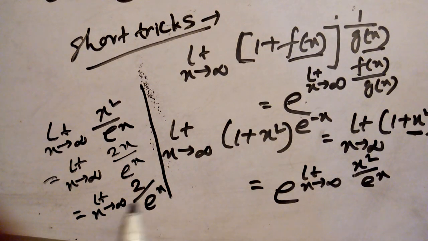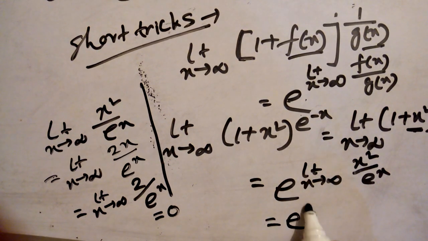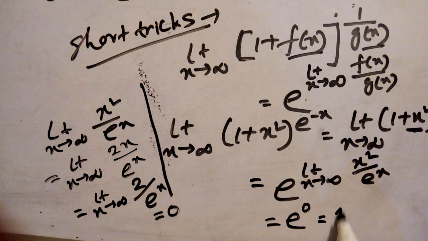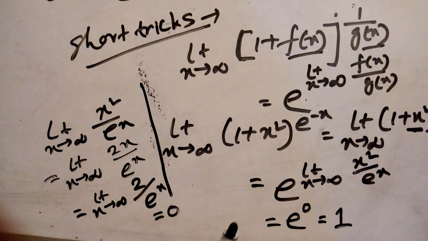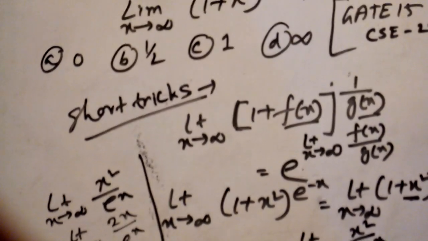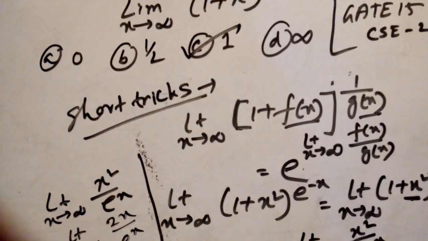Now put the value of infinity in the place of x. That gives 2 by e to the power infinity. e to the power infinity means infinity, so 2 by infinity means 0. Clear? That means 0. So from this we get e to the power 0, and e to the power 0 means 1. So option C, 1, is the right answer.